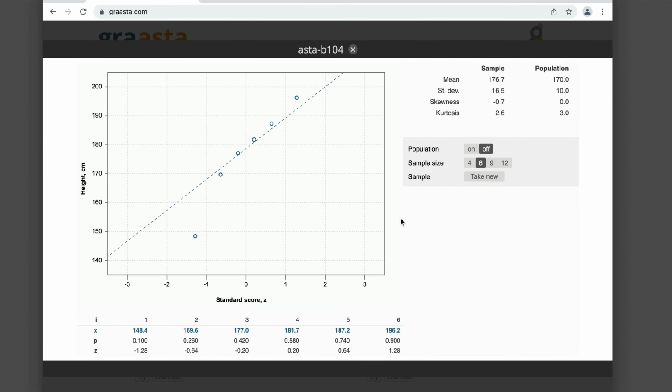This app shows you how to use a quantile plot for normality, for normal distribution. So the idea is the following. First of all, we have a sample, right? By default, you can see the sample size is 6, and these are the values of my sample. It's just the height of 6 persons randomly taken from the population.